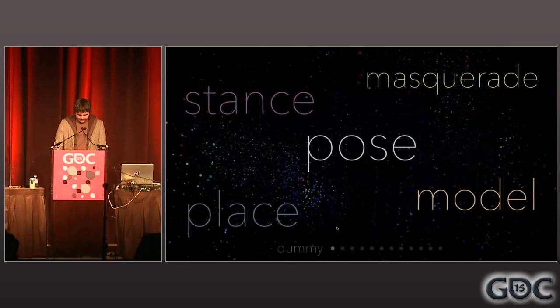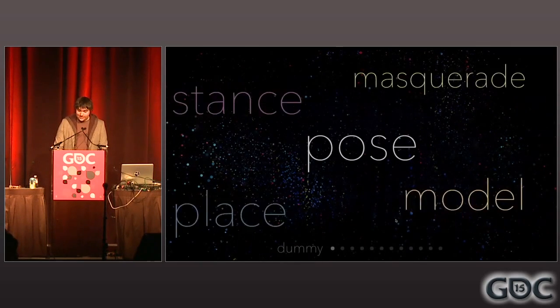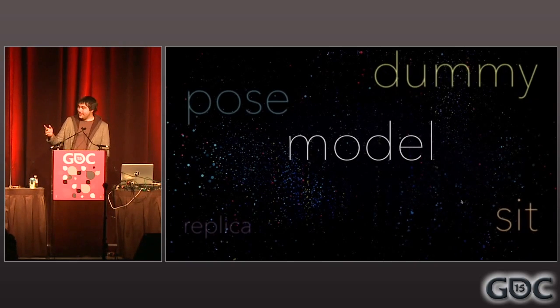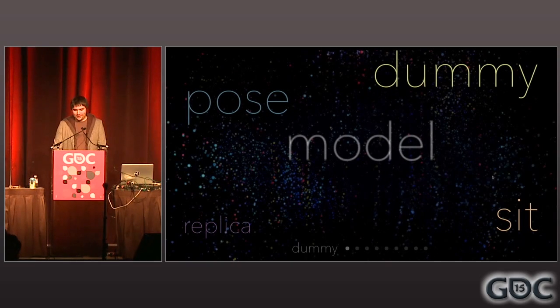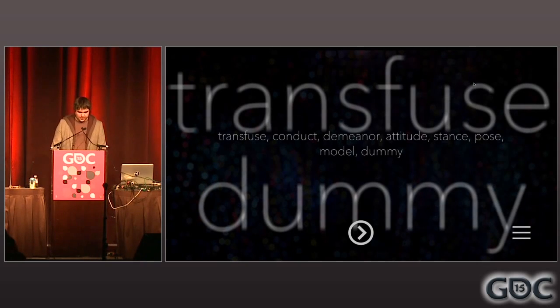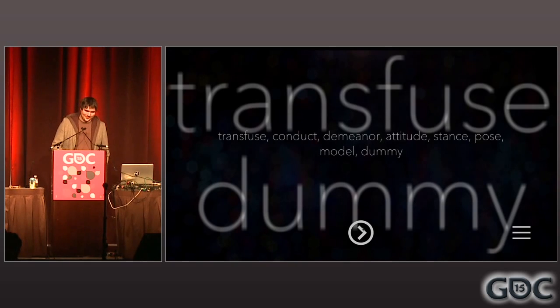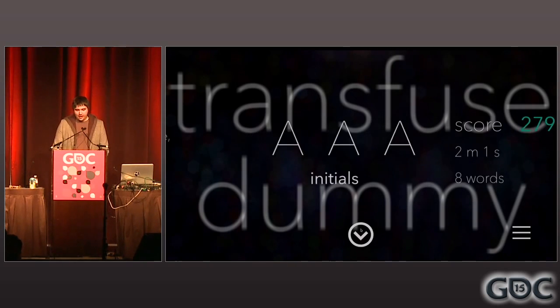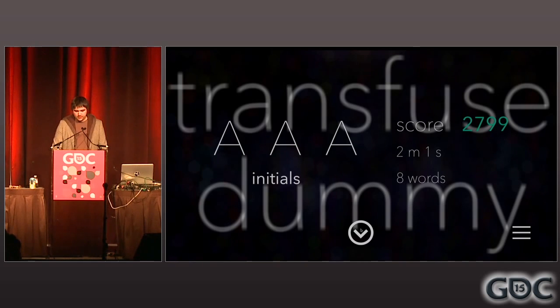Perhaps there was danger in meandering. Model, that should do it. And we have dummy in the upper right-hand corner. And we have completed the game. And here's our word string. And we're given a score.